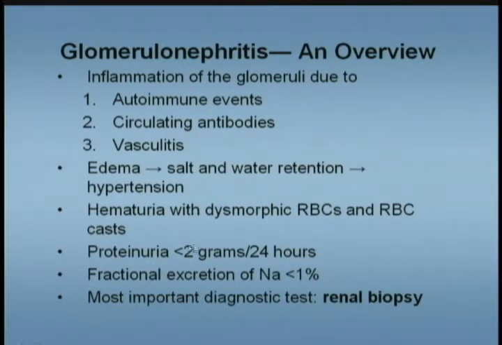Now you see it says proteinuria less than 2 grams because nephrotic range proteinuria is more than that. Why is the fractional excretion of sodium low? Because the intense vasoconstriction provokes a urinary retention of sodium.